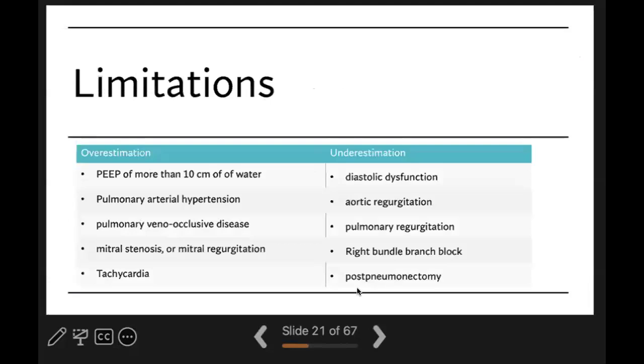Overestimation can happen whenever you keep a higher PEEP of more than 10 centimeters of water, or whenever there is pulmonary arterial hypertension, pulmonary veno-occlusive disease, mitral stenosis, mitral regurgitation, tachycardia, or arrhythmias. In any of these situations, there could be overestimation of the cardiac output. Underestimation can occur if there is diastolic dysfunction, aortic regurgitation, pulmonary regurgitation, right bundle branch block, or post pneumonectomy.